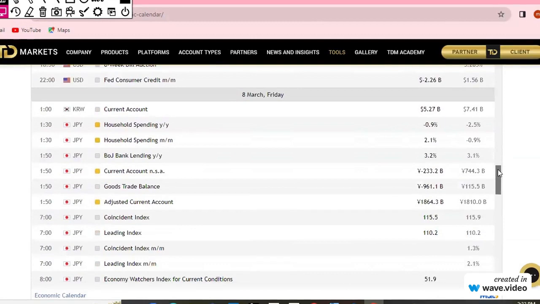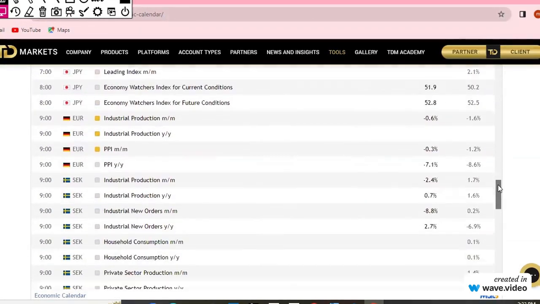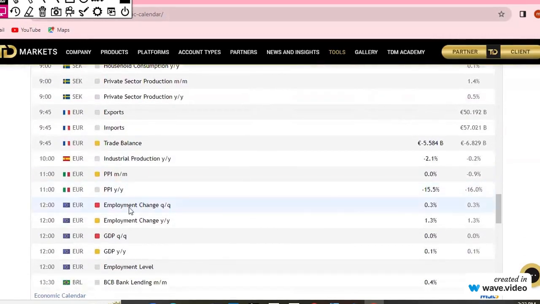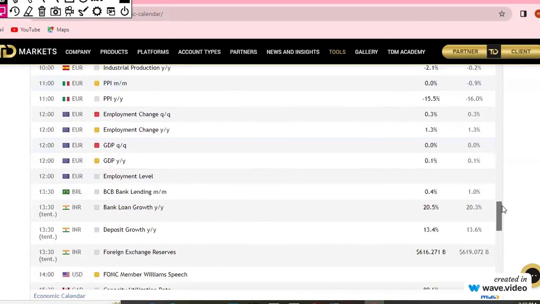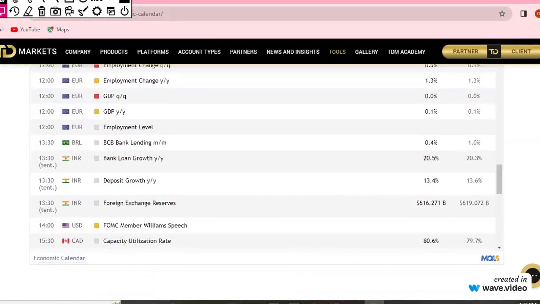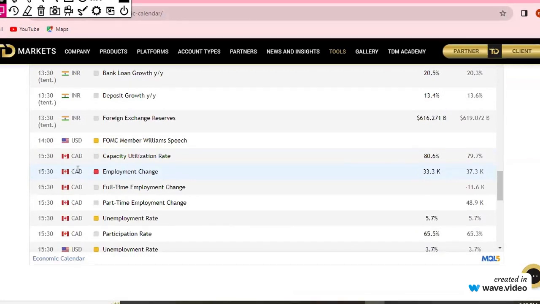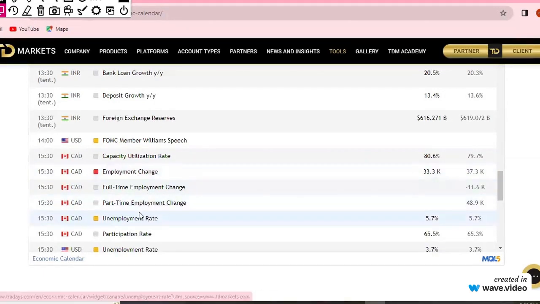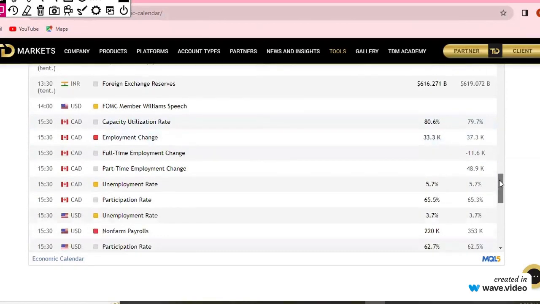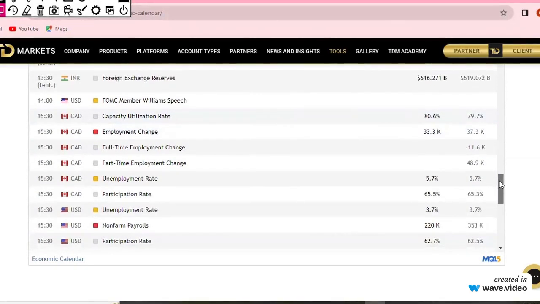That's Thursday. On Friday, what are we having on Friday? At 12, we've got employment change in the Eurozone. And at the same time, we've got the GDP at 12 on Friday. We're going to keep an eye on that. The market might be volatile. And of course, at 3:30, we've got the employment change on the CAD, the Canadian dollar. We're literally gonna have a 3:30 employment change and unemployment rate. So those announcements will be very, very important.